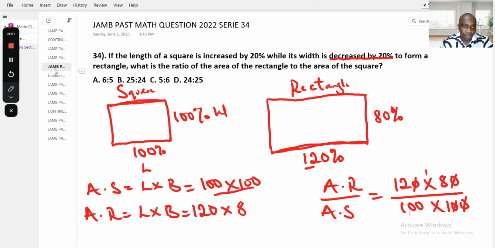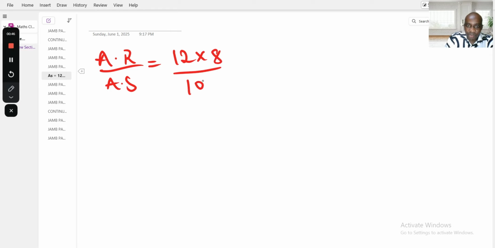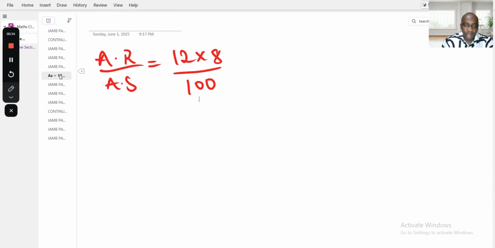We have 12 and 8 at the top, we have 12, area of rectangle, over area of square. 12 times 8, that's what is left, and we have 100, isn't it? Let me reconfirm. Yes, we have 12 here, we have 8 here, and we have 100 down here. Let's go back to the next page to continue our calculation.